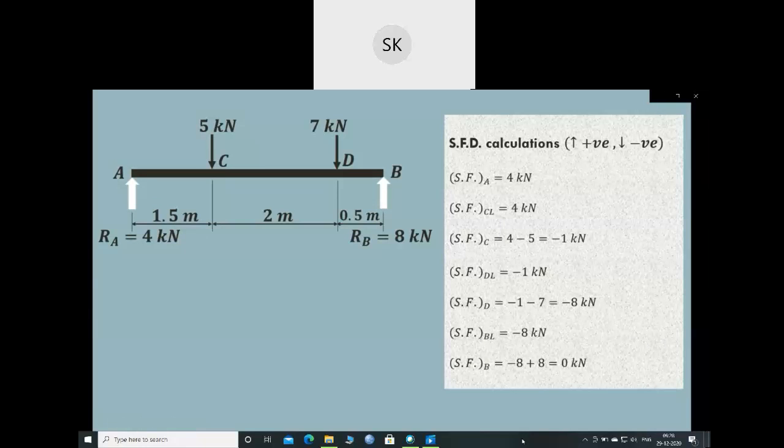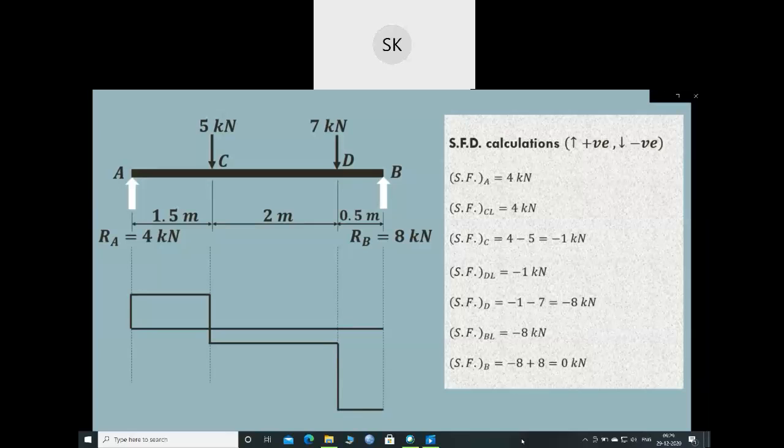Now using these values, we have to draw the shear force diagram. So first we'll draw the baseline or a reference line. Shear force at A is 4 kilonewton. It will remain the same up to left of the C. Exactly at C, it will decrease to minus 1 kilonewton. Then again it will remain the same up to just left of D. Exactly at D, it will decrease to minus 8 kilonewton, will remain the same up to left of B, and then becomes 0.